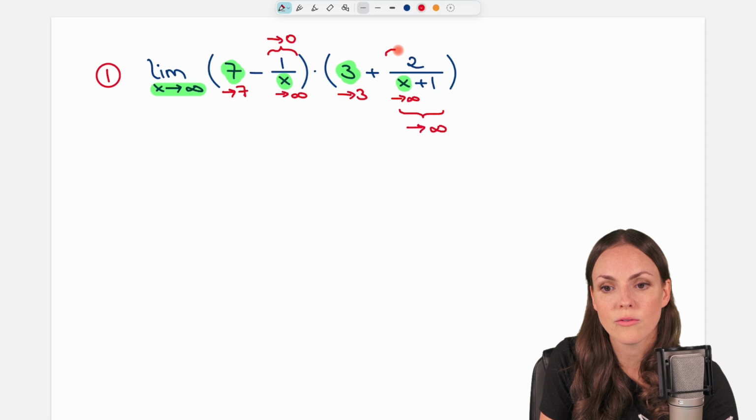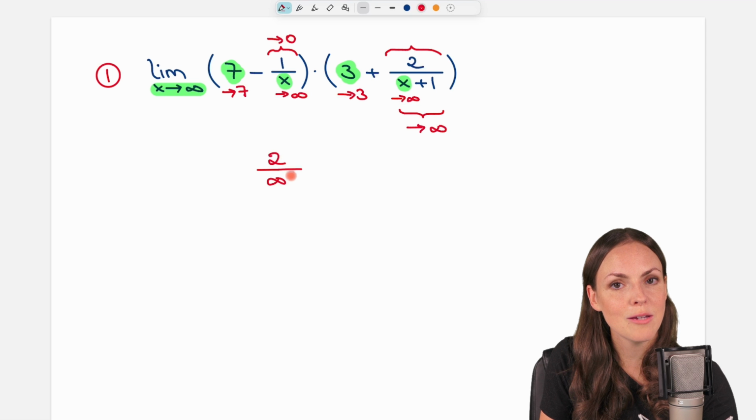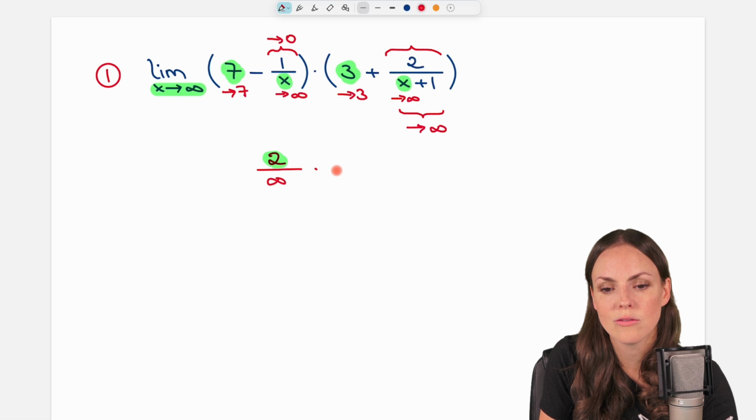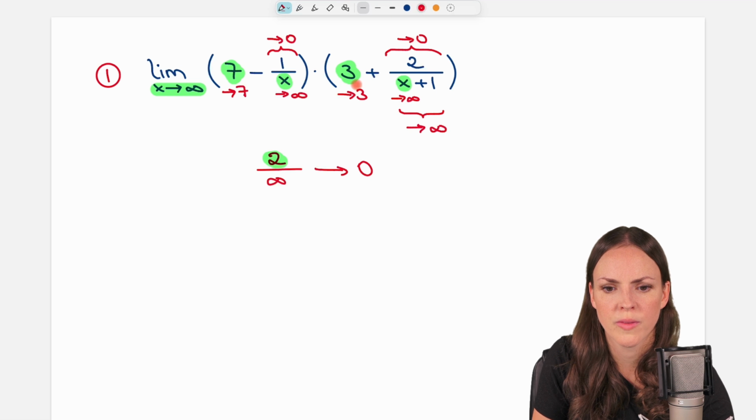And what about this fraction in total? So we have 2 over infinity. That's the same case we had here. We have a constant number divided by infinity. This fraction will approach 0 again. So here, this entire fraction approaches 0.